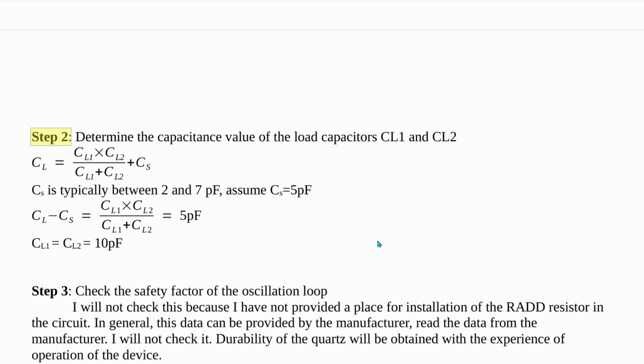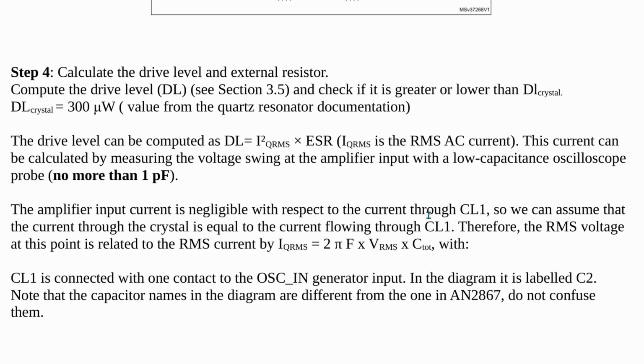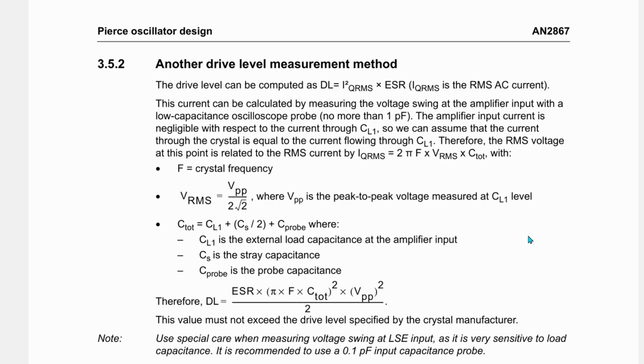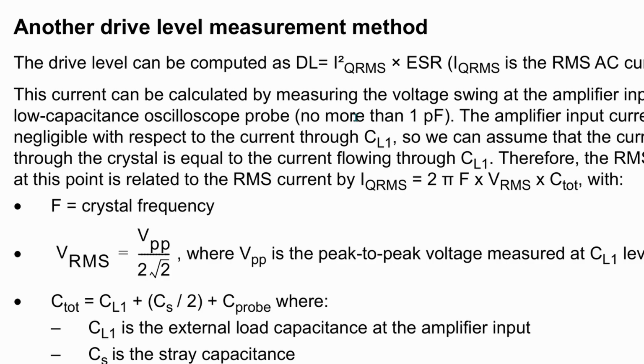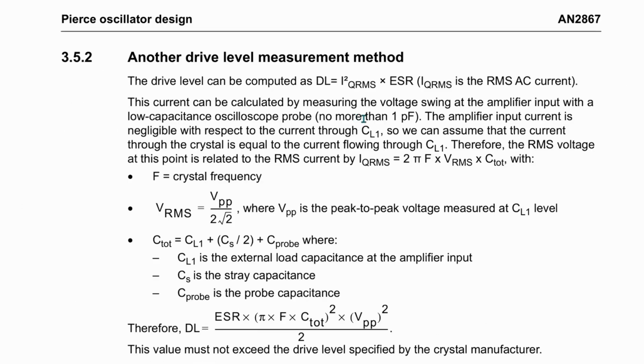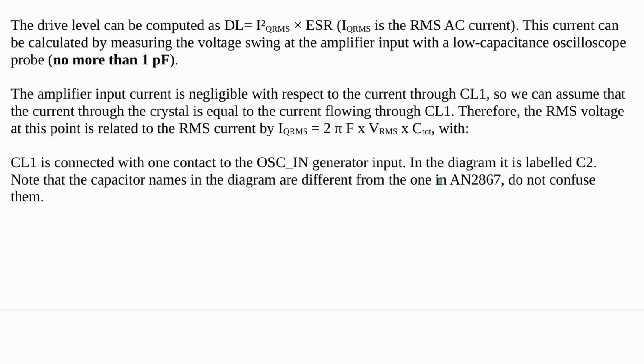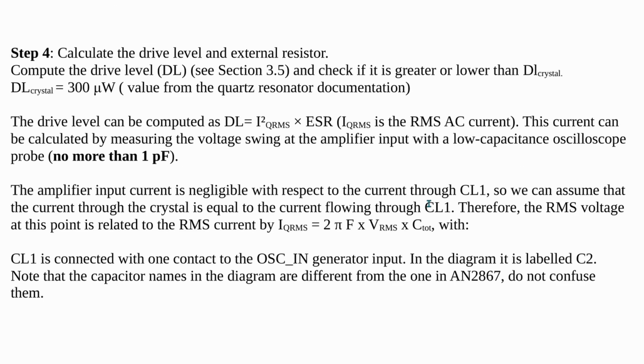We skip step 3. And here in step 4 we can see why we developed the low capacitance probes in the first place. Here the ST campaign proposes to calculate the driving level of this circuit by using a probe with a capacitance no greater than 1 picofarad to measure the peak-to-peak voltage on CL1, called CL2 in our circuit.